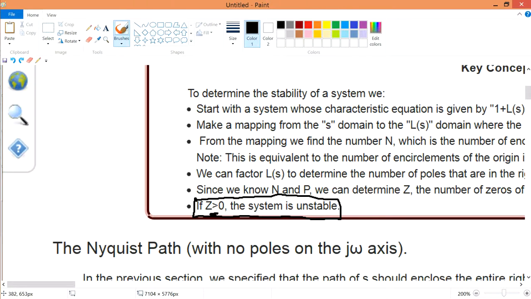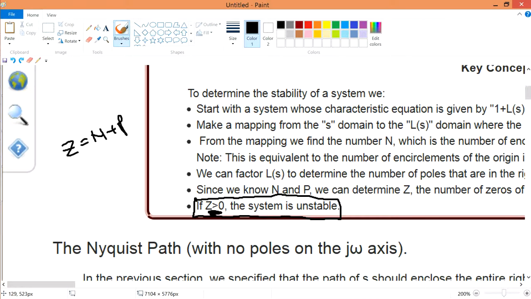But why is it Z? Why? Because Z is equal to N plus P. Why are we focusing on zeros and not talking about this anymore? The purpose of me talking about this is because you may be wondering why there is so much emphasis on the encirclement of the negative 1, but you end up talking about the number of zeros in this case.